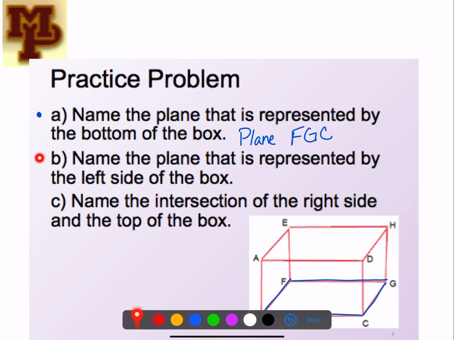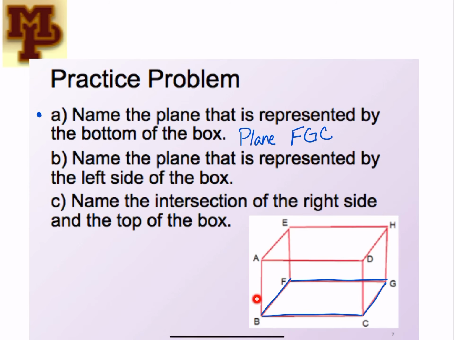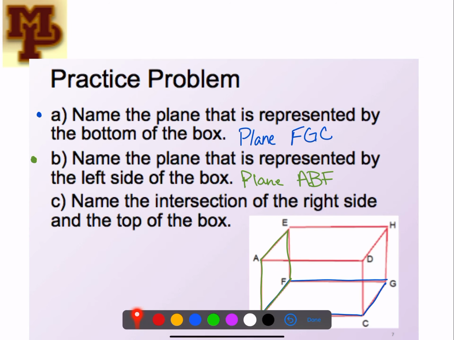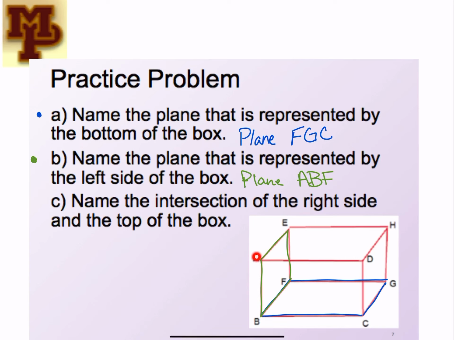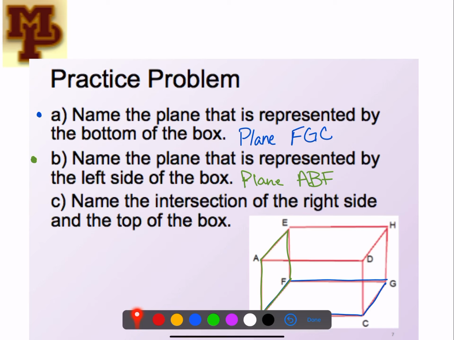Next, name the plane that is represented by the left side of the box, so over here. So the left side of the box, again, we have 4 points. Choose any 3. This would be called plane ABF. You could also call it plane AEF or plane AFB. Again, lots of different answers for this.